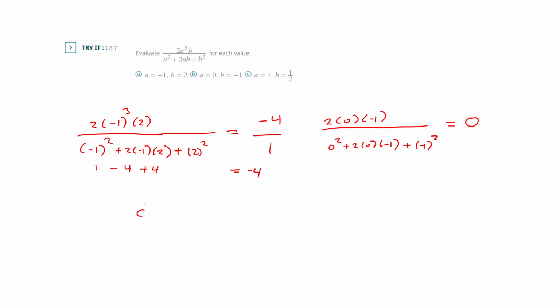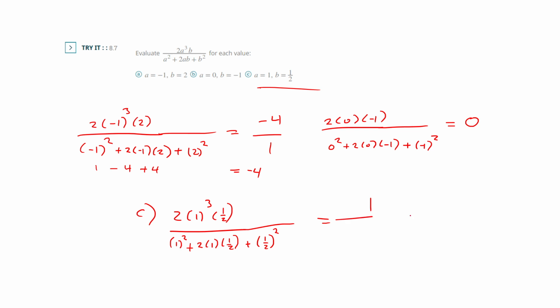Now let's try to do C here. So I'm putting in these values here. Okay, so let's work through here. I do the exponents first. That's going to be 1 to the third, still just 1. So I'm left multiplying 2 times a half, which is 1.